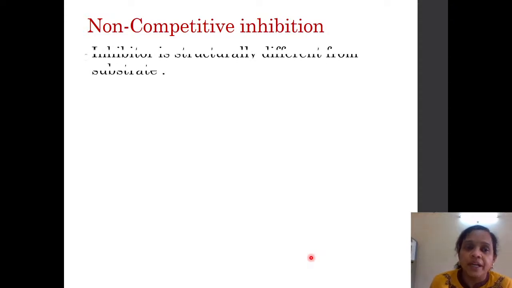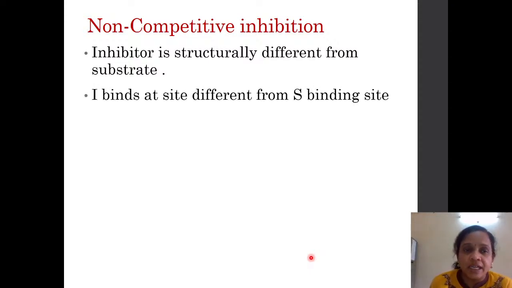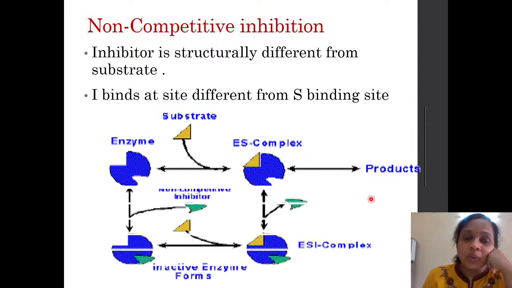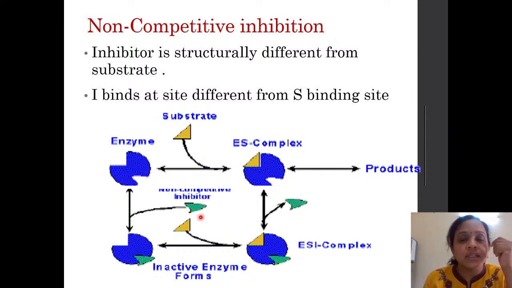Next, we'll go to non-competitive inhibition. The inhibitor is structurally different from the substrate, so it doesn't sit into the active site. The inhibitor binds at a site different from the substrate. Normally, if the substrate is there, the enzyme should combine with the substrate to form the enzyme substrate complex and form a product. Now, in presence of inhibitor, what will happen? This inhibitor will not bind here. This is the site for the substrate. The inhibitor will bind to any other site that is not an active site, and it will form an enzyme inhibitor complex.